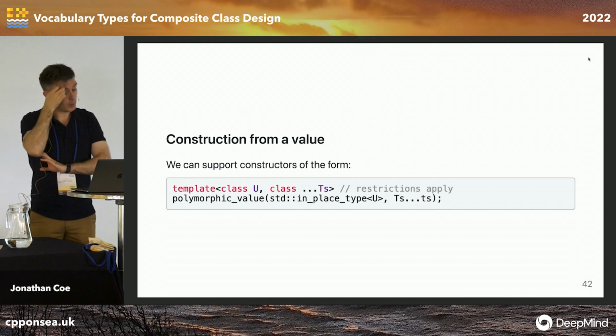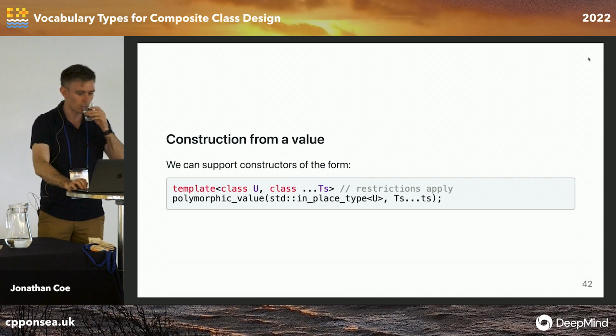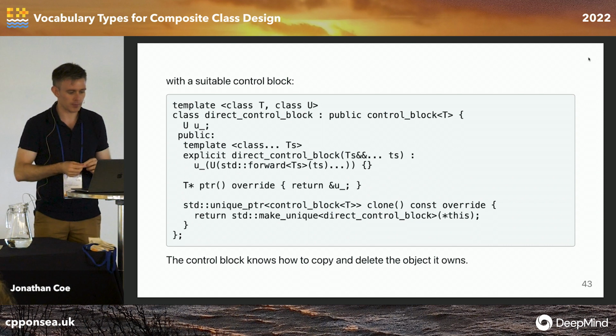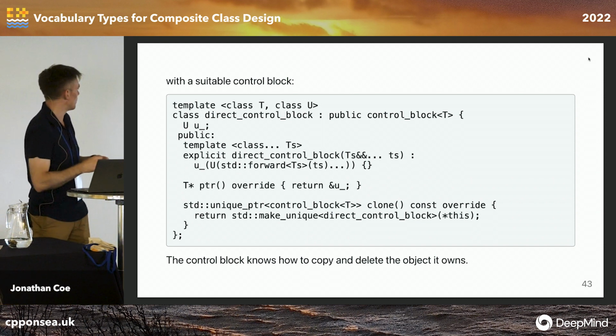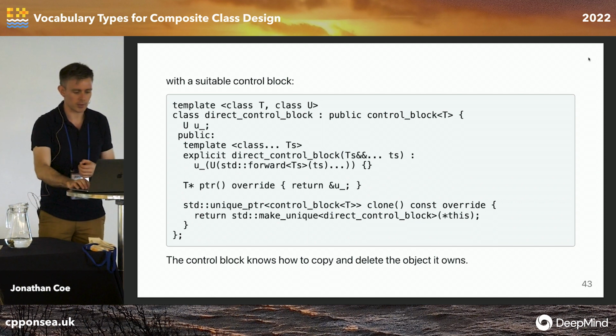So we can support constructors which take a value form. You give it the type of the object you want to create, and the arguments you want to create it with, and a special control block handles it. That control block, we call it a direct control block, and it inherits from control block. In its constructor, it takes that set of template arguments and will then create an instance of the U object contained inside. And in its clone function, it'll create a copy of that U, because that U needs to be copyable, and it'll create a new direct control block from that.